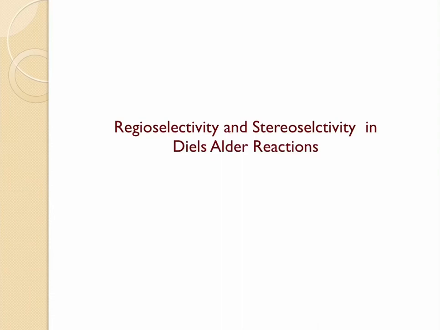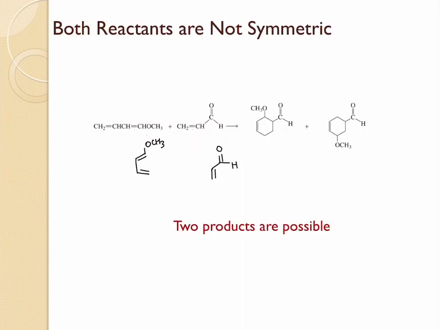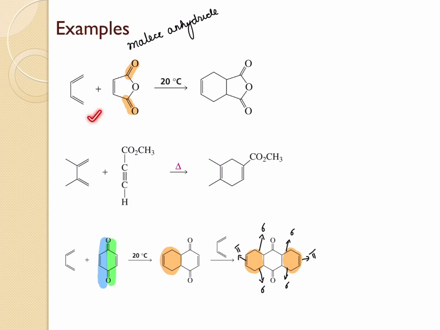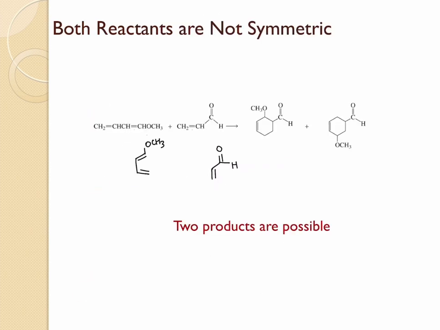Regioselectivity and stereoselectivity in Diels-Alder reactions. In all the examples that we have discussed so far, either the diene or the dienophile was symmetrical. Say for example here, all of these dienes are symmetrical. But when you start the Diels-Alder reaction with an unsymmetrical diene and dienophile, then it's going to lead to two different products. Okay, here are the two different products.